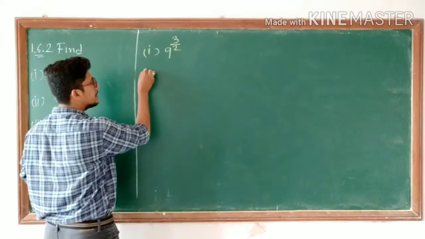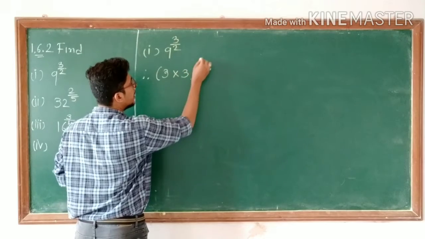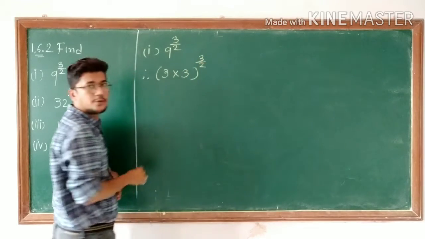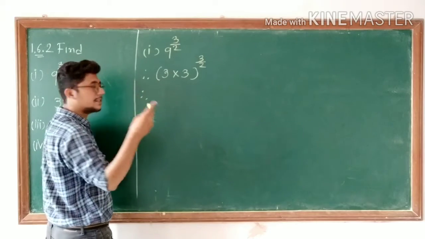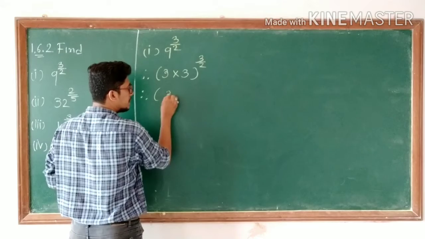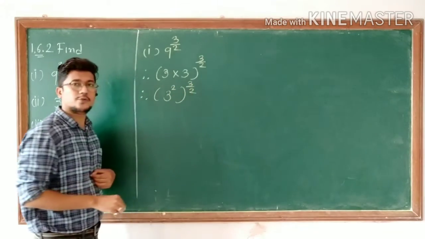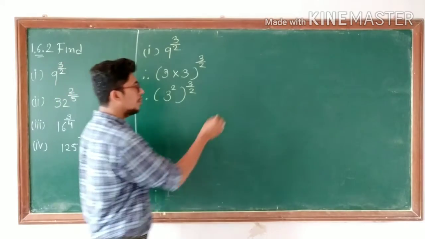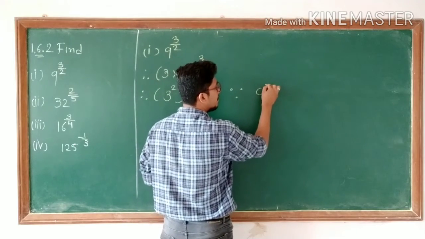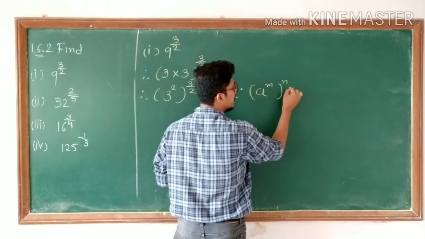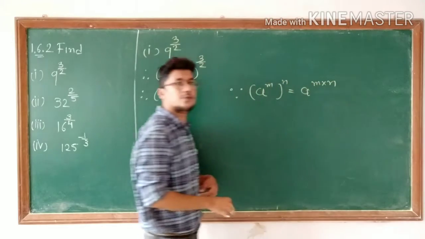9 can be written as 3 into 3, to the power of 3 upon 2. Yes or no? Yes. So 3 into 3 is repeating twice. So can we write 3 into 3 as 3 power 2, to the power of 3 upon 2? Yes or no? Yes. This identity looks similar to which identity? That is (a power m) to the whole power n is equal to a power m into n. Yes or no? Yes.